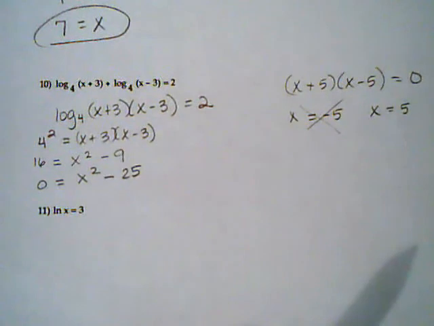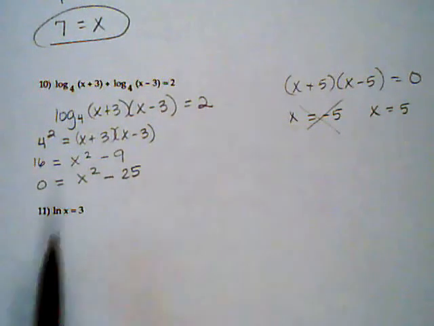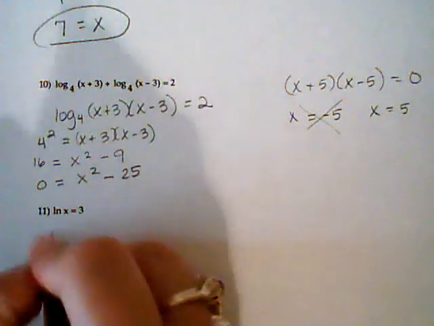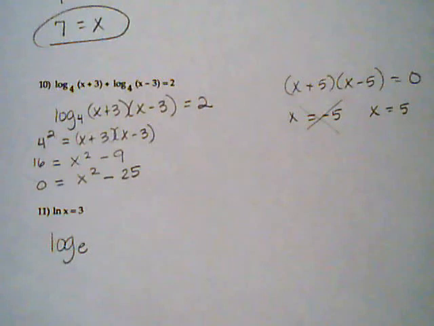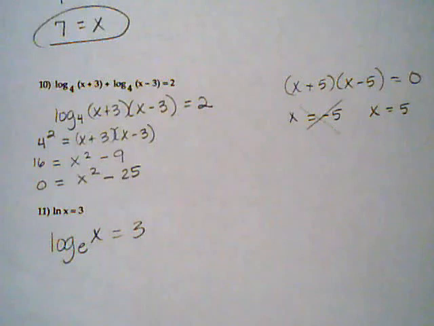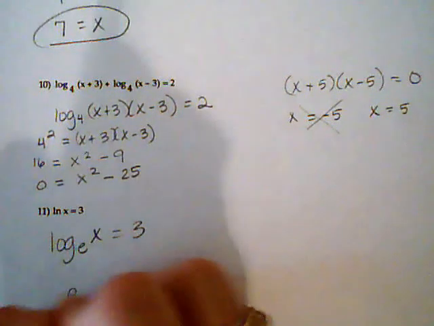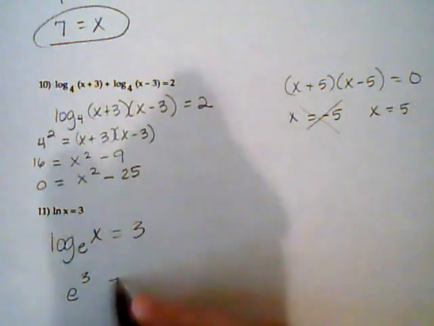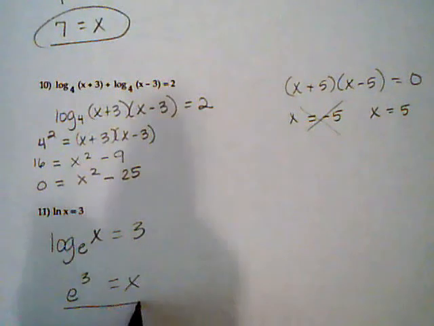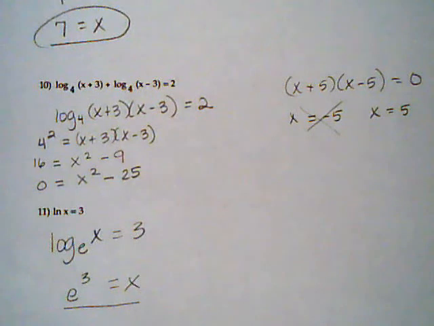Okay, number 11, we have natural log of x equals 3. Well, one thing we can do whenever you have a natural log, remember that all that is is a log of base e. So I could rewrite this as log base e of x is equal to 3. So now it's written as a single log that I can convert to e to the 3rd power is equal to x. And so we could go to the calculator and get a value for that, but on all of these, they just want exact answers. So it's just e to the 3rd power.